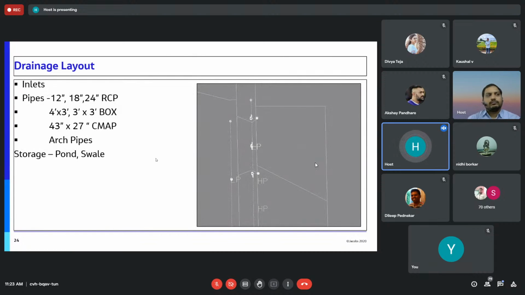Next slide. So this is a layout of the Geopack software, which I have designed. The previous screenshot was for MicroDrainage. Here the pipe sizes vary from 12 inches. So now I'm talking in inches and feet. It goes from 12 inches up to 24 inches, 48 inches, and so on. We can have circular pipes, or we can have box pipes. We can have arched pipes, which are commonly used. Here also we can use storage features like ponds or swales for storing the water.